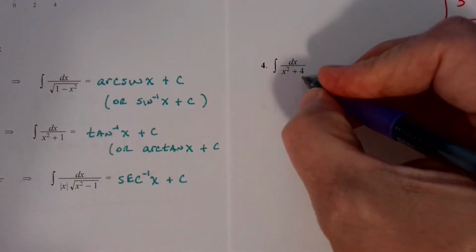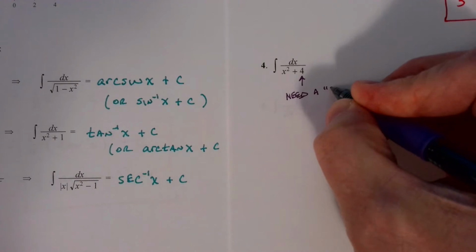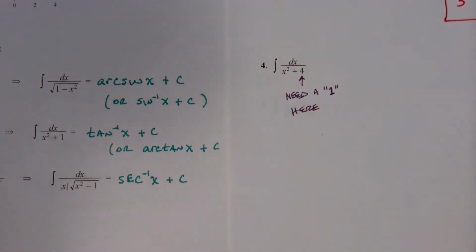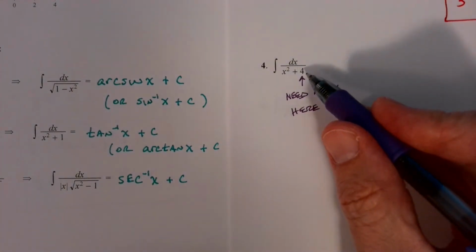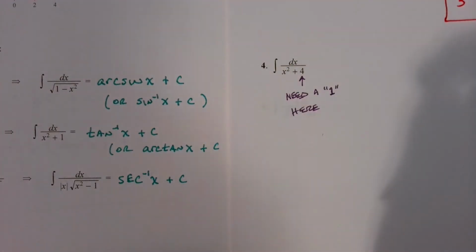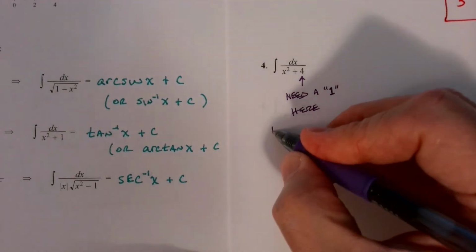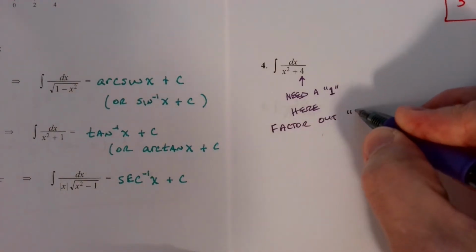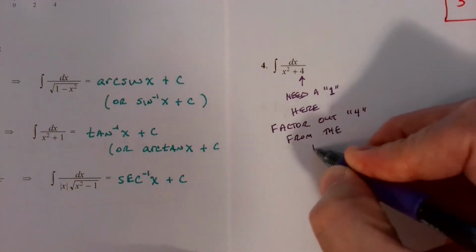And so what I need here is a 1. The number 1 here. Right, so how can I get a 1 there? I just can't subtract 3 from the denominator. That totally changes the problem. So what can I do? Well, here's what we can do. We can indeed factor out 4 from the denominator.